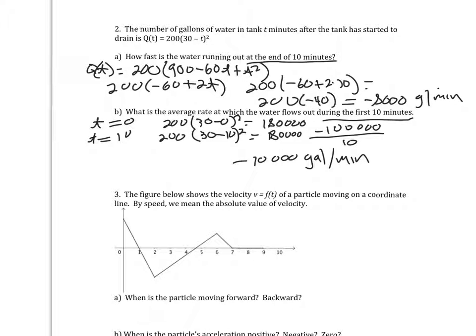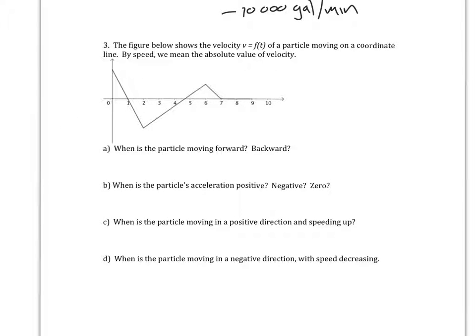Okay, next question here. This shows us the velocity of a particle moving on a coordinate line. And just for reference, by speed, we mean the absolute value of velocity. So here in our graph, we can see that the velocity is negative between 1 and somewhere between 4 and 5. And that means that if we were measuring the speed of the particle instead of the velocity, we would have to take the absolute value of this portion, which would mean basically we would flip it up like this.